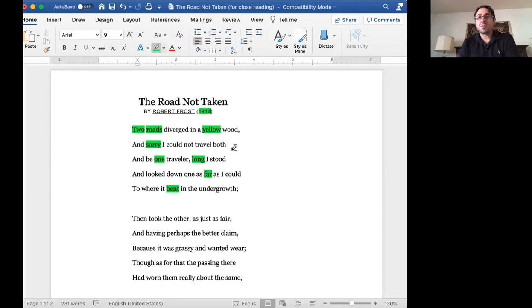In economics, we talk about this in terms of opportunity cost, right? What are we giving up if we make one decision over another? The next line: "Long I stood, and looked down one as far as I could, to where it bent in the undergrowth." This seems to be not just the literal interpretation, looking to see where the trails go, but more about the future. How can we anticipate what will happen in the future if we make a big decision? You might be able to think a year or two ahead, but at some point there's a limit to how far we can see, how far we can think.